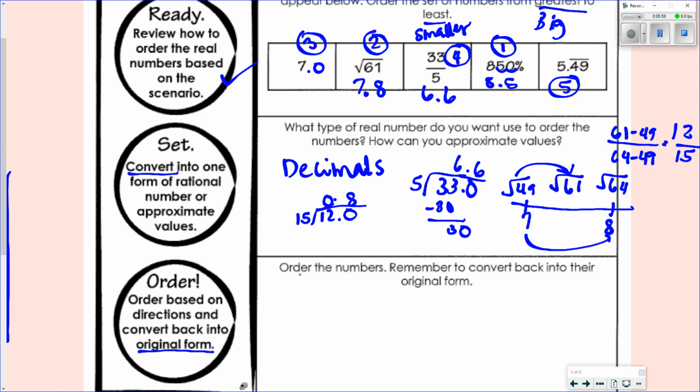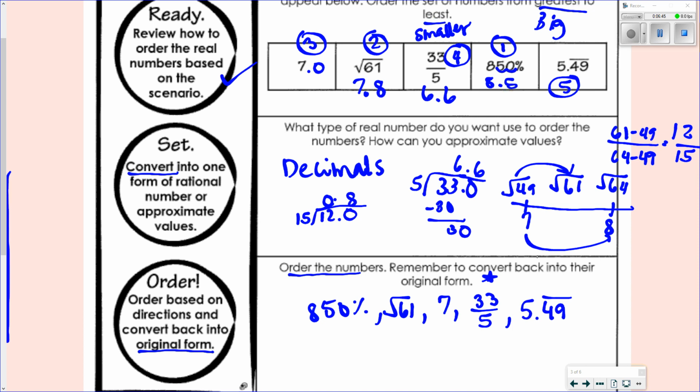Okay, so we're going to order the real numbers. Remember to convert back to their original form. Okay, so we said 850% was first. So we're converting it back to the original form that it was given to us. Okay, we're not going to put 8.5. Points would be deducted. Alrighty. And then we said our second one was the square root of 61. And then our third was 7. Our fourth, 33/5. And our last one is 5.49, repeating. Make sure you include the repeating.